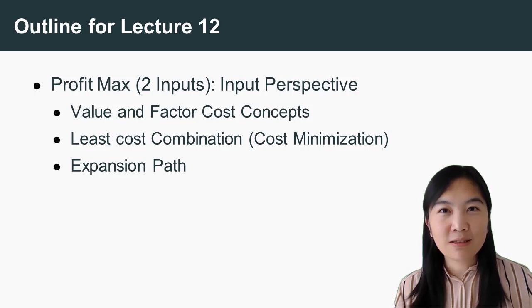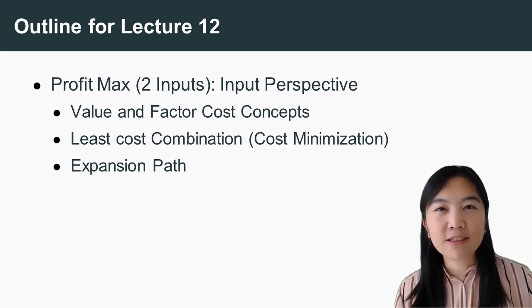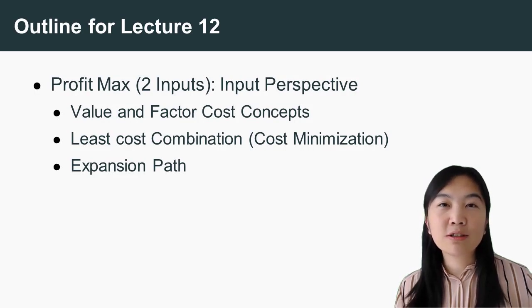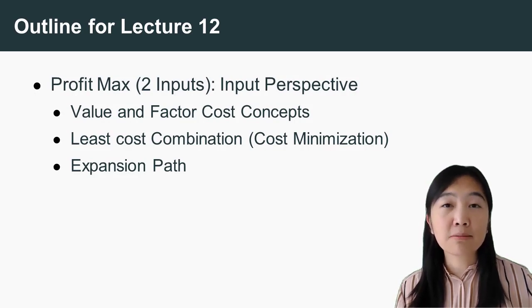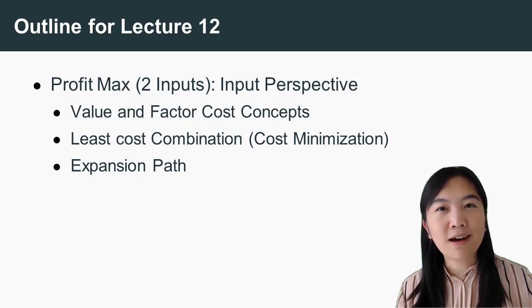Even though I listed profit max here, before profit max we actually need to do the cost minimization first. And before that, again, I will very quickly introduce the value and factor cost concepts for two inputs. And then we will do least cost combination, or sometimes called cost minimization. And from the result of that, we will be able to show what is the expansion path.